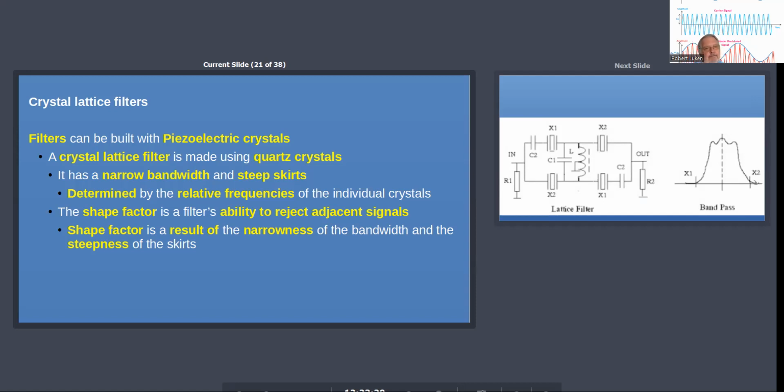So the shape factor is the ability to reject the adjacent signals. In other words, how steep the skirts are. So that determines how close you can be to another signal and still reject it. It would be like a great CW filter. Yeah, that's what they were sold for.